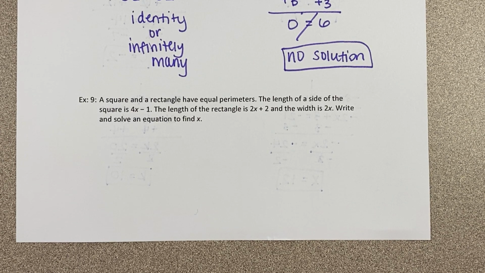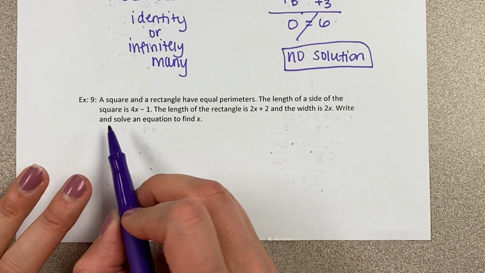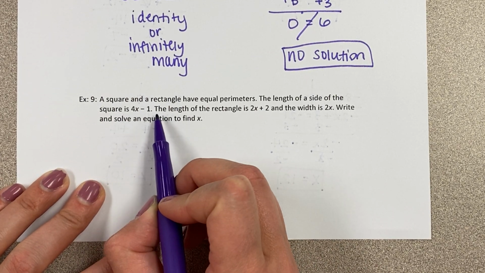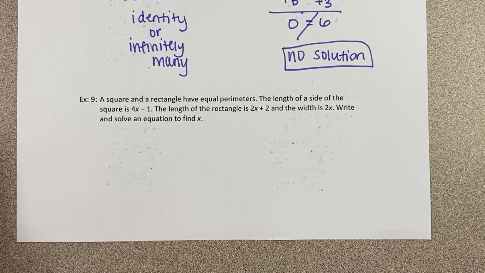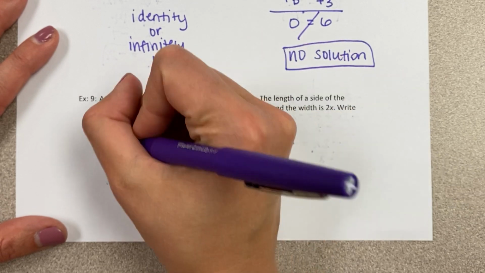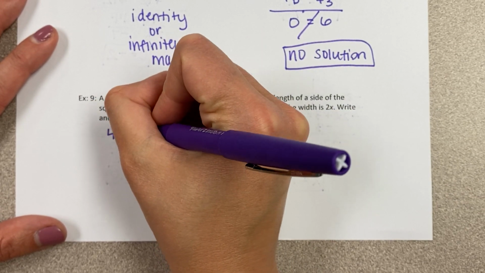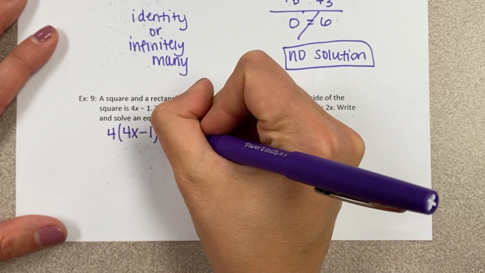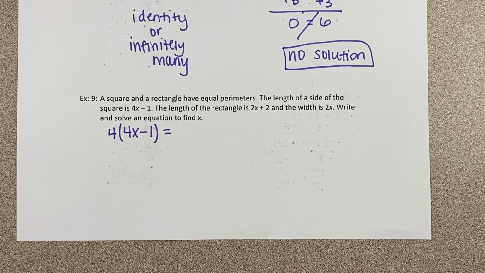Okay, so we're comparing a square and a rectangle and the perimeters. So for a square, we know that all 4 sides are the same length. So if we're talking about the perimeter, we could take 4x minus 1 and multiply that by 4 to figure out the perimeter of the whole thing. So I'm going to do the square on the left side. Here's the square. That's how we'd find the perimeter of the square.